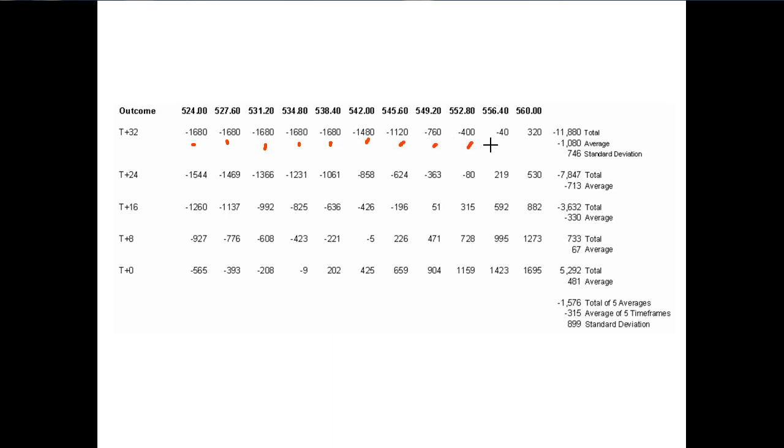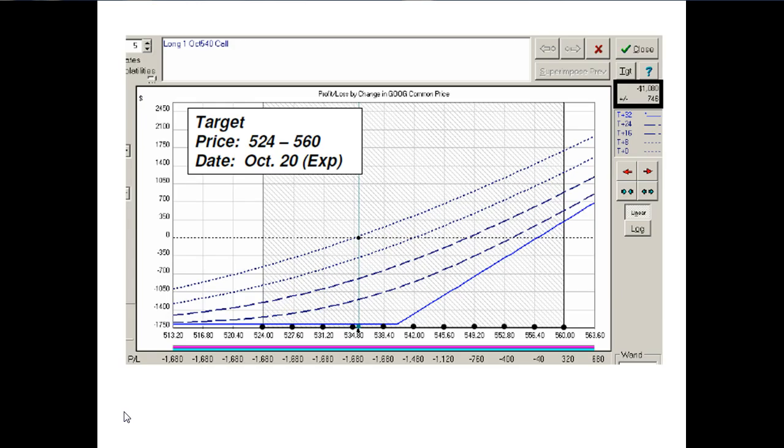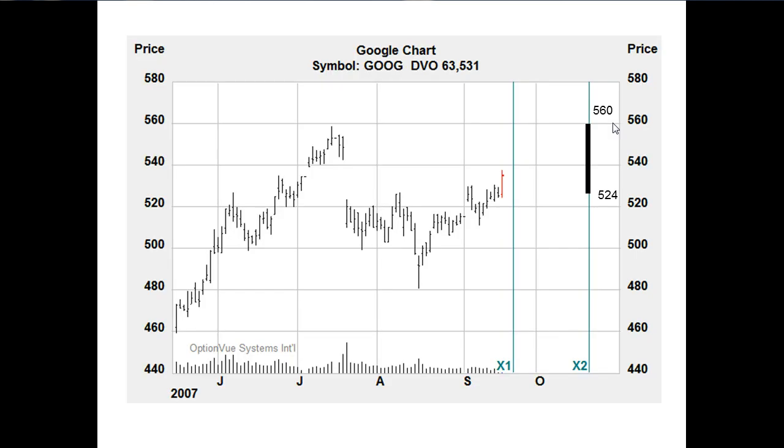So I took all 11 outcomes, and I averaged them all together. And I took the standard deviation of those. This is in Excel. I took the standard deviation calculation right there. Minus 1080, 746 standard deviation. See that? And that's what you get up here in the top right corner. That's the expected return and the deviation there as of 32 days, where that previous target was right there.